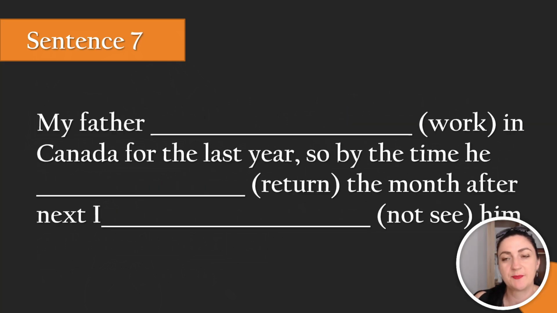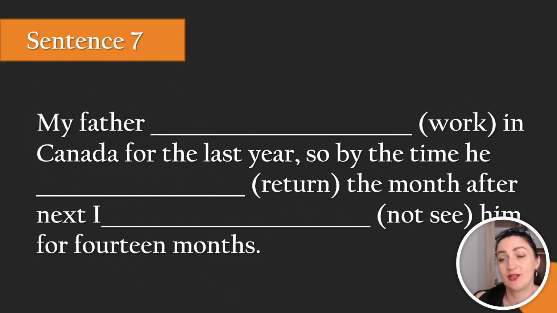Sentence number 7. My father worked in Canada for the last year, so by the time he returned the month after next, I not see him for 14 months. Again, it might seem complicated, but it really isn't. The phrase for the last year suggests that we need to use perfect tense. Since this job is obviously a temporary one, then we need to use present perfect continuous.